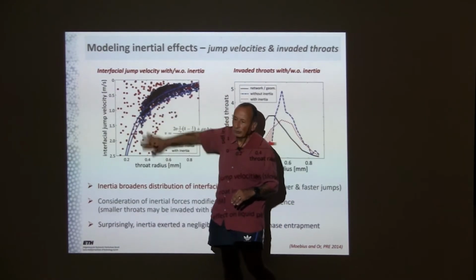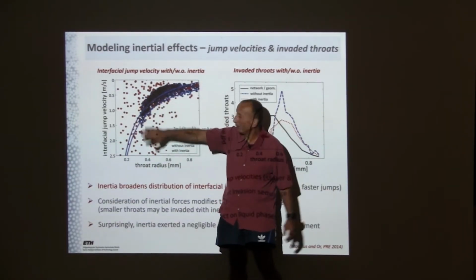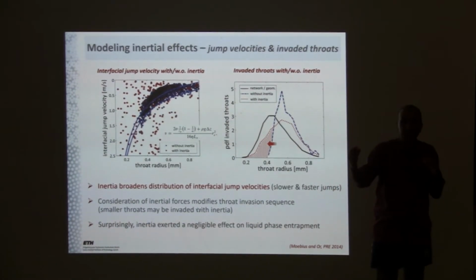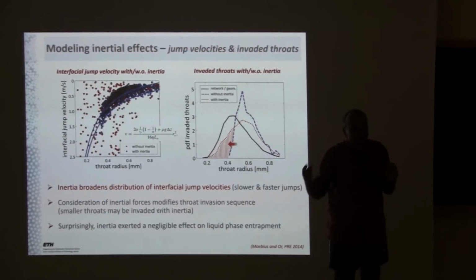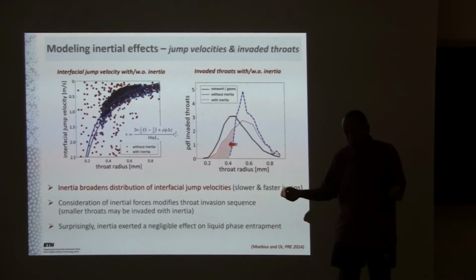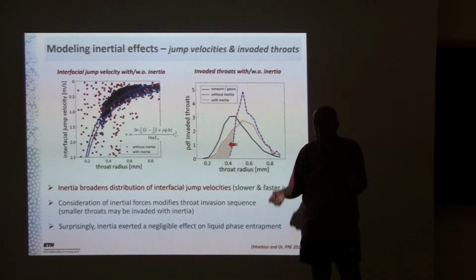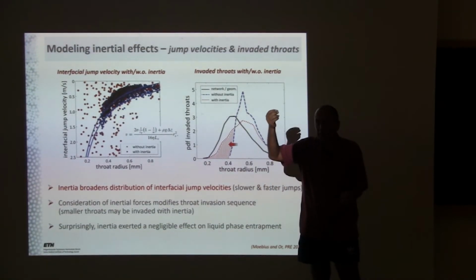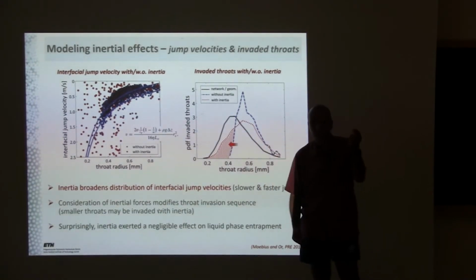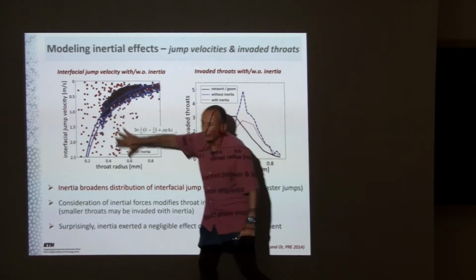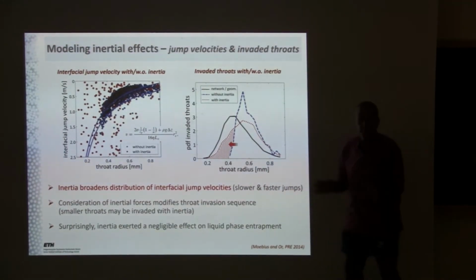When I include inertia, all of a sudden I see a broadening of the jumps. So my thinking was, hey, add inertia, everything will go faster. But in fact, some go faster and some go slower. And of course, you should expect that, because acceleration and deceleration are two sides of the same coin. In one case, you'll have an interface that recoils back and in others one that recoils forward. So you have a broadening of the velocities, which was quite surprising.